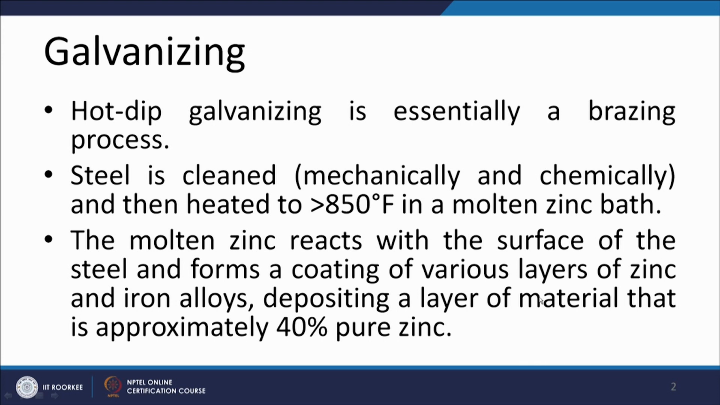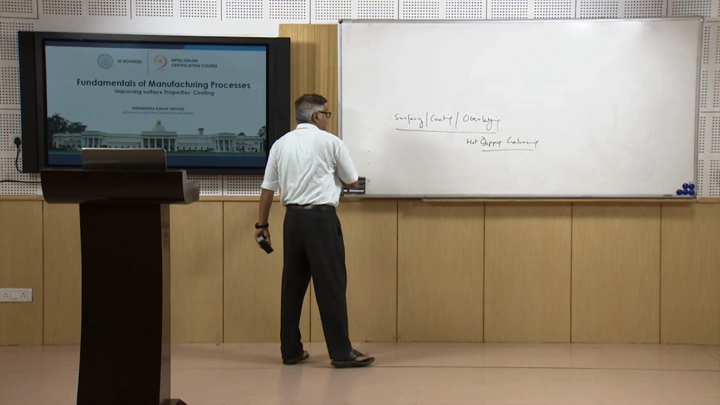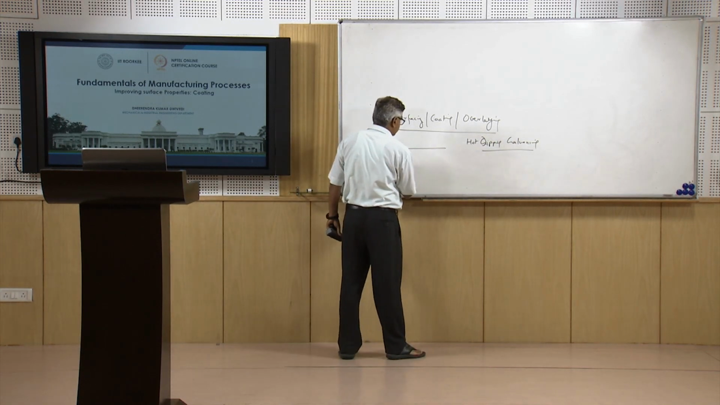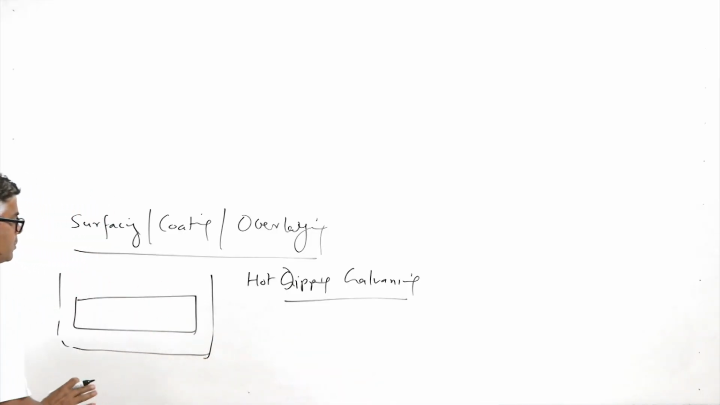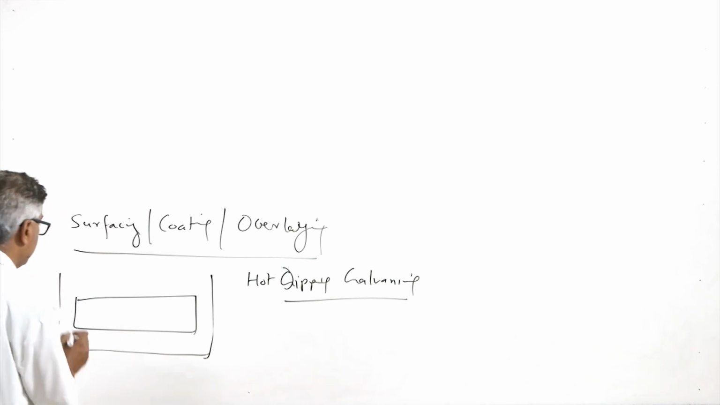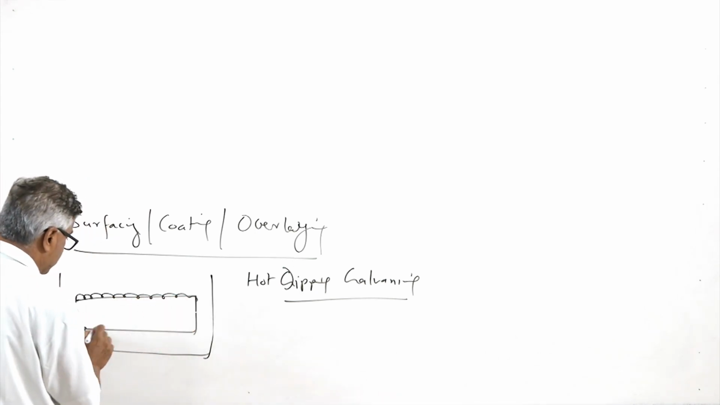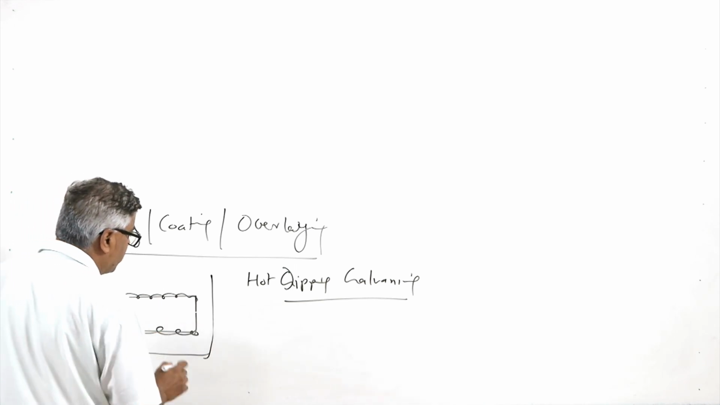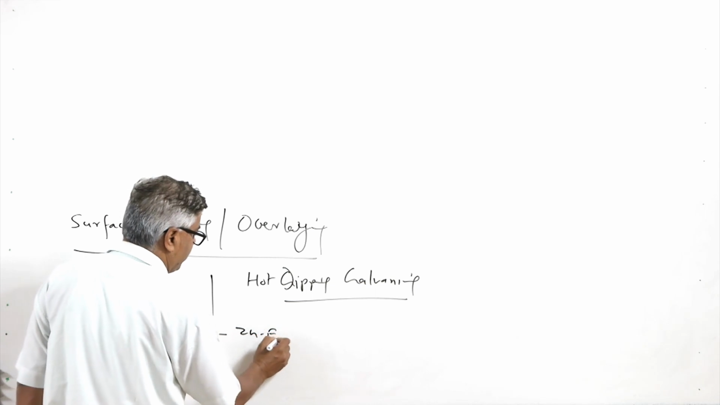depositing a layer of material that is approximately 40% zinc. So what is done here is that the component is dipped in the molten bath of zinc after cleaning, so that it is free from all impurities, dust, dirt, oil, grease, etc. The zinc basically reacts with the surface of the steel and forms various compounds with varying amounts of zinc and iron.